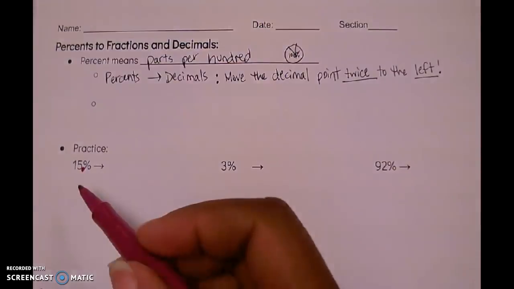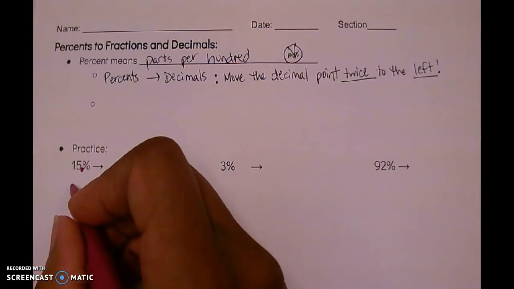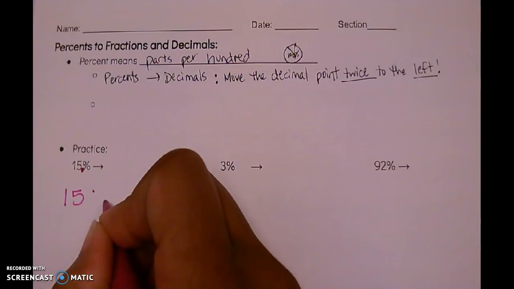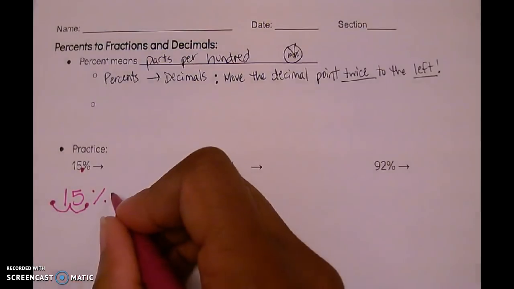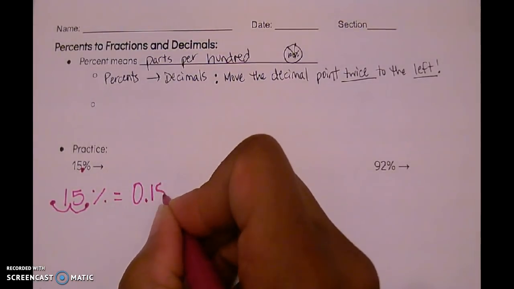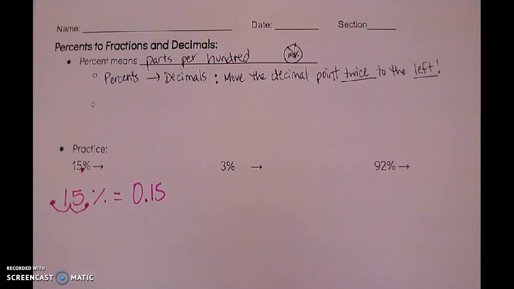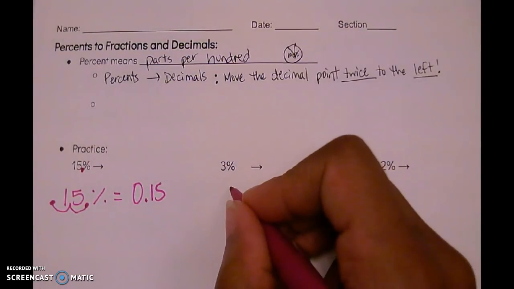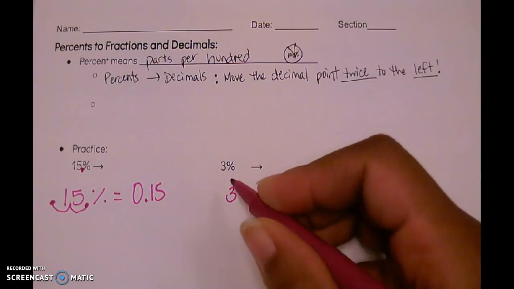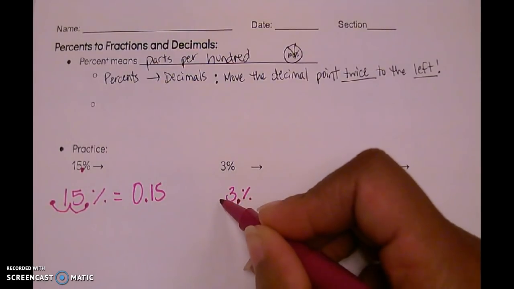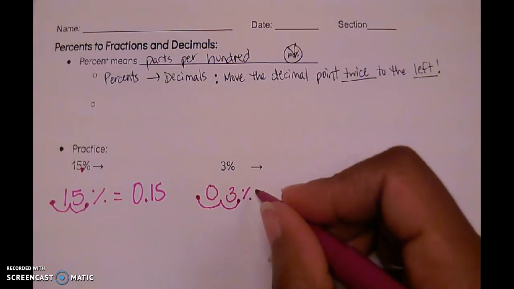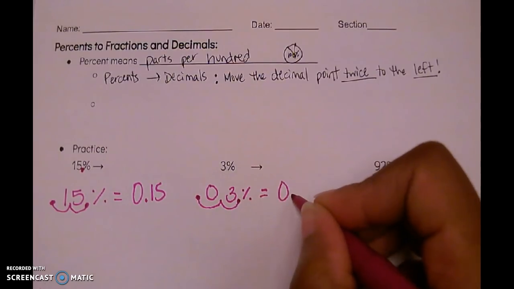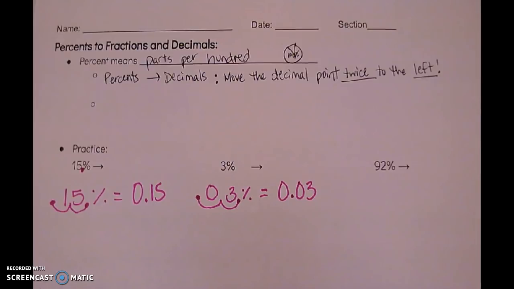Okay? So if we move this point 2 times to the left, I'm going to draw this a little bit bigger so you all can see. This is going to look like this. 1, 2. And therefore our decimal will be 0.15. Now, let's look at this one. With 3%, if I move the decimal over twice, that's going to be 1, 2. With this open area that we're going to fill in with a 0. So 3% is the same thing as 0.03. Now you do the last one, and then let's continue on.